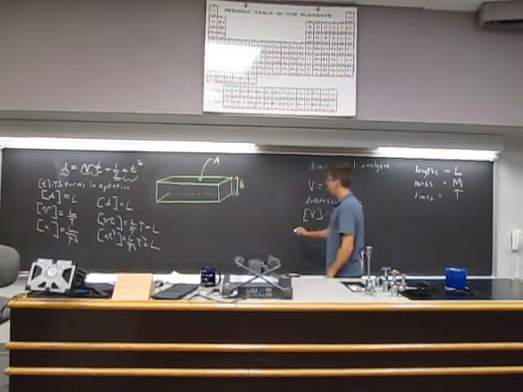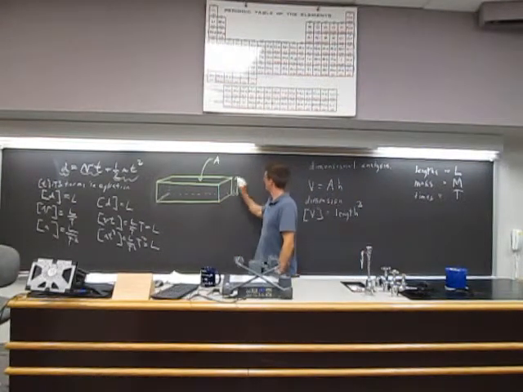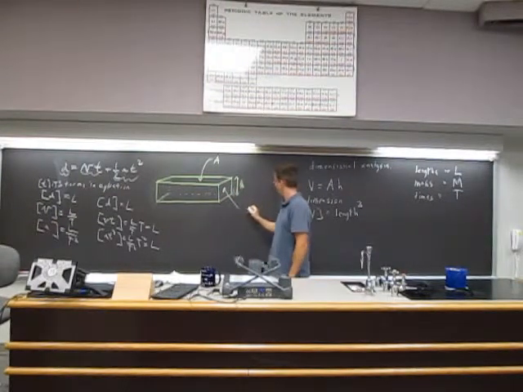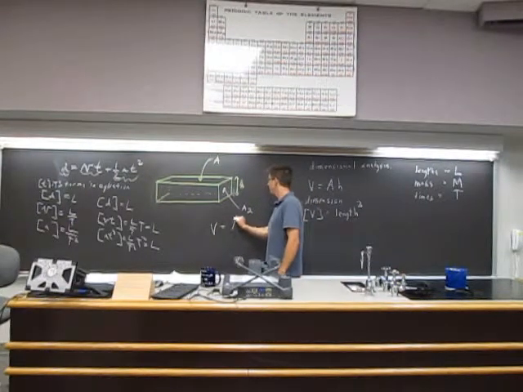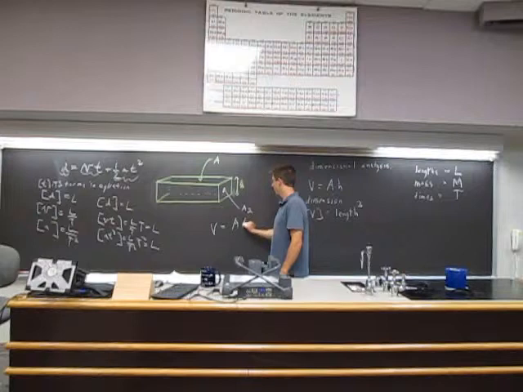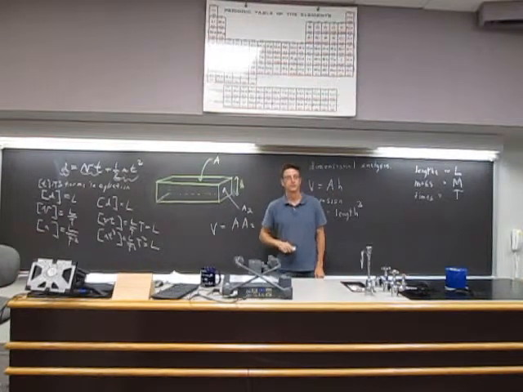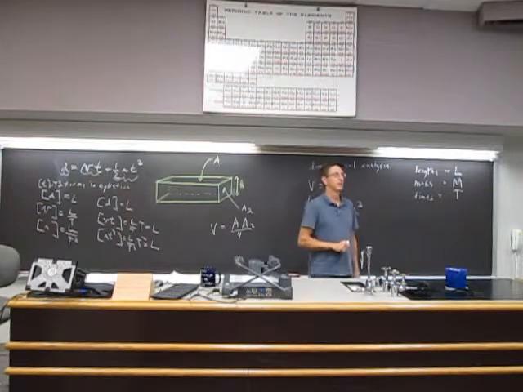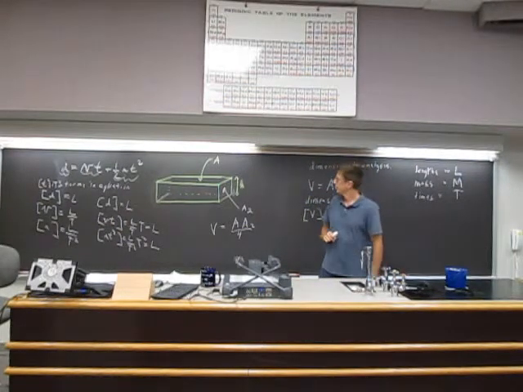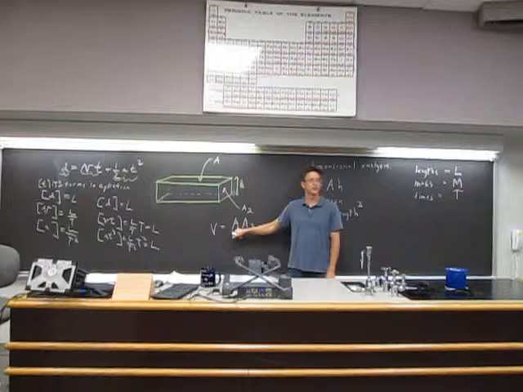Say I gave you an equation like this. Let's say that I called the area of this side of this A2. And let's say I told you that the volume of this shape was equal to A times A2, maybe divided by 4. Can this equation possibly be correct?